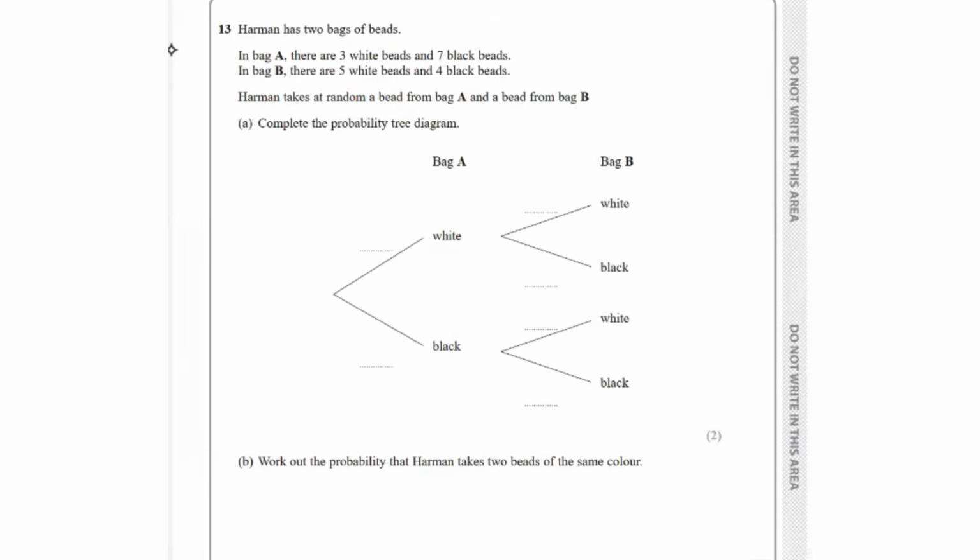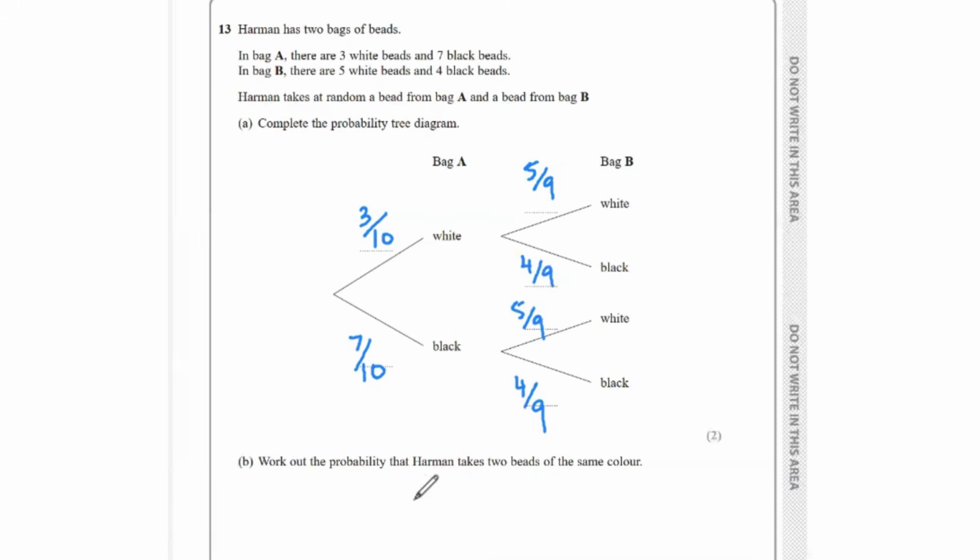So looking at A, he has 3 white and 7 black. So for white, the probability would be 3 out of 10, and black would be 7 out of 10. Now for bag B, he has 5 white and 4 black. So for white, it's 5/9. Black is 4/9. And same goes over here, 5/9 and 4/9. So this is our complete probability tree diagram.